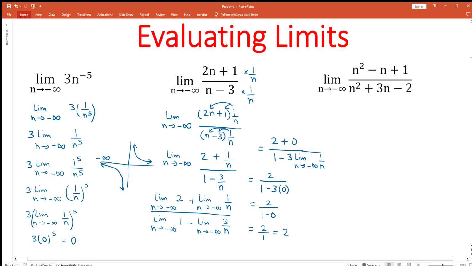Now we can evaluate the third limit. Limit n approaches negative infinity, n square minus n plus 1 over n square plus 3n minus 2. The given expression is a rational expression. It is made up of polynomial expression n square minus n plus 1 in the numerator and n square plus 3n minus 2 in the denominator. The degree of the numerator expression is 2. The degree of the denominator expression is 2. Since the degrees are the same, we should multiply the numerator and the denominator expressions by 1 over n squared, because we have to simplify this expression to evaluate the limit n approaches negative infinity.